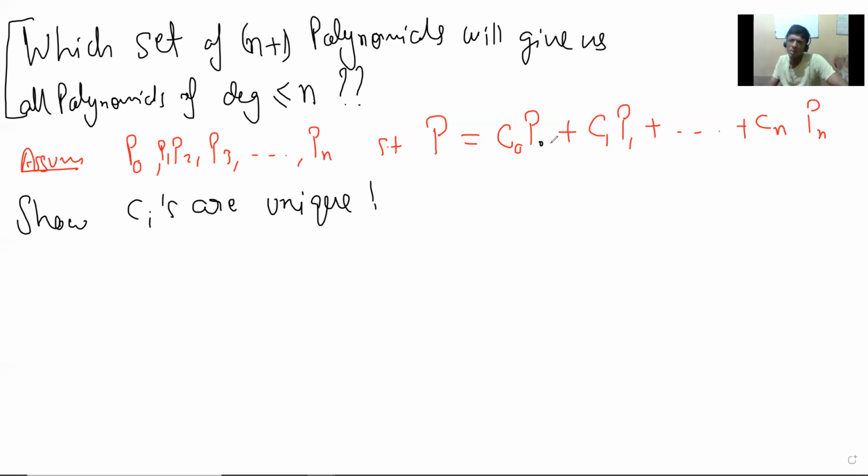So let's think about this for homework, okay? Because I just want to give a little bit of view on this also. Maybe we can try to think. See, if you want to get all polynomials of degree less than or equal to n using these n polynomials, what are the first n or n plus 1 polynomials that you should get?